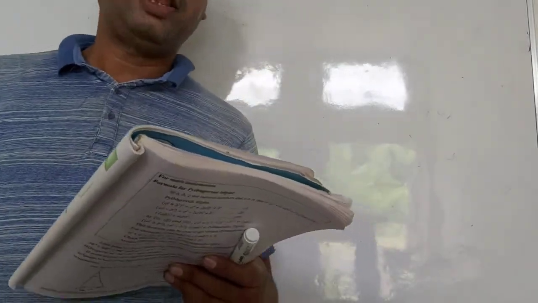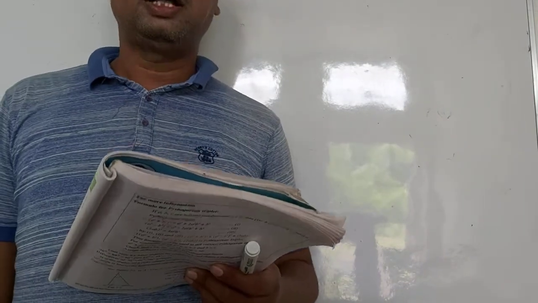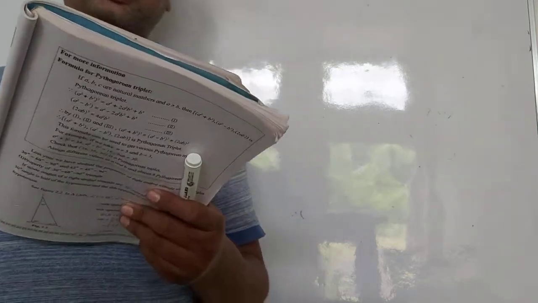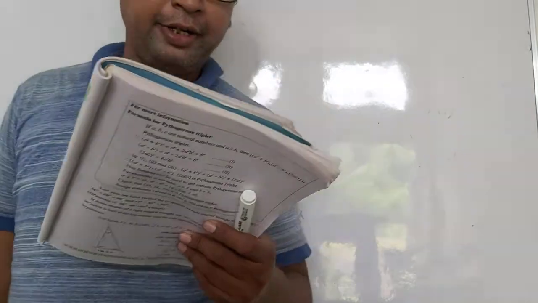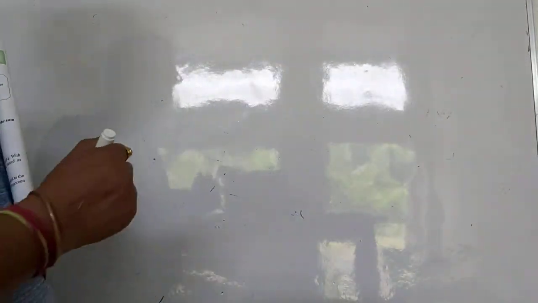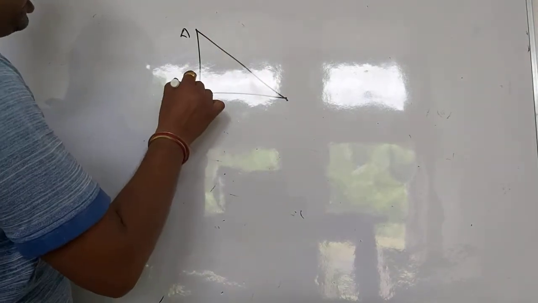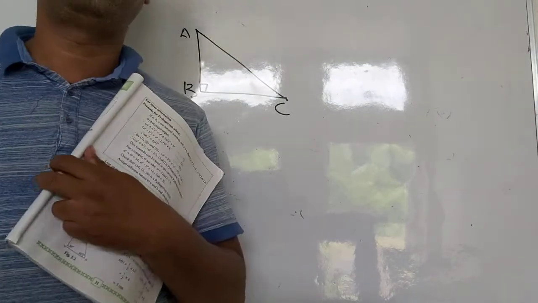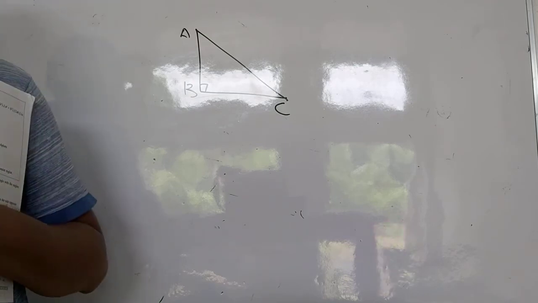So Pythagoras theorem, you know very well: in a right angle triangle, the square of the hypotenuse is equal to the sum of the squares of the remaining two sides. This we have learned from 7th standard. In a right angle triangle ABC, you know very well, the side opposite to 90 degree is called the hypotenuse, the biggest side of the triangle.